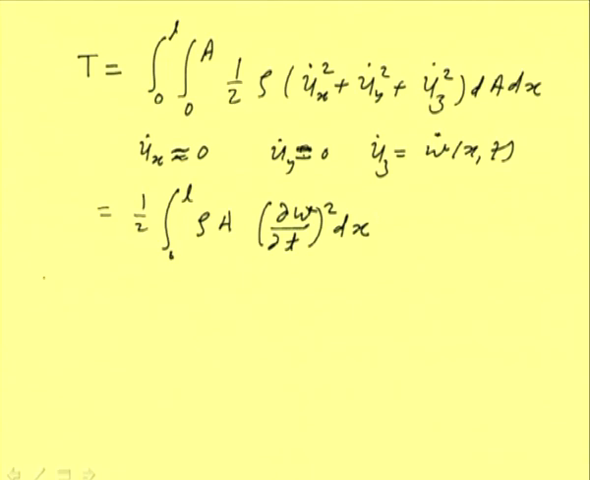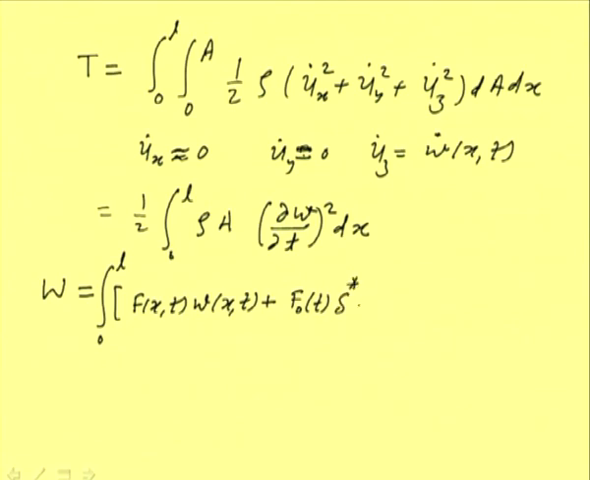Now, work done by the distributed force and the concentrated force can be written as, this is the distributed force, this is the displacement, plus this is the concentrated force, and we will be using a Dirac delta function for this. So this is the work done.